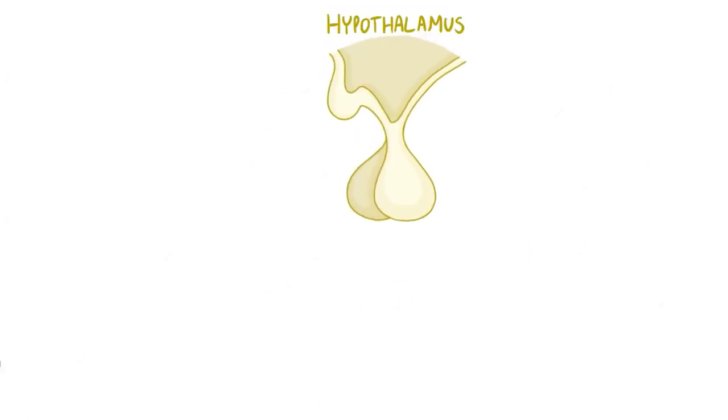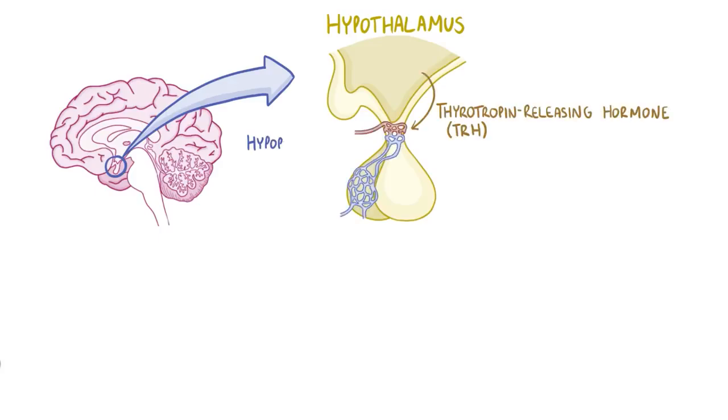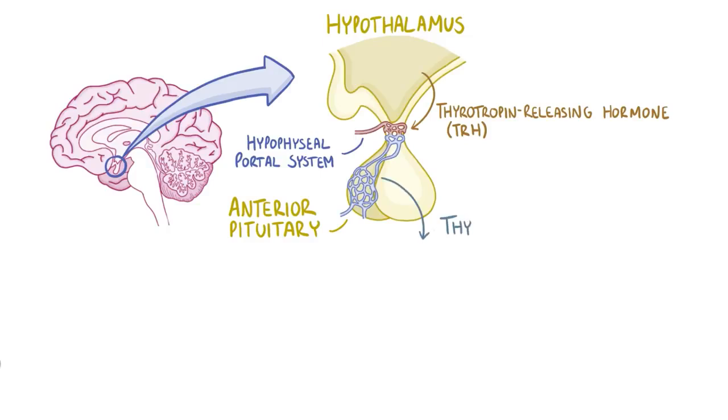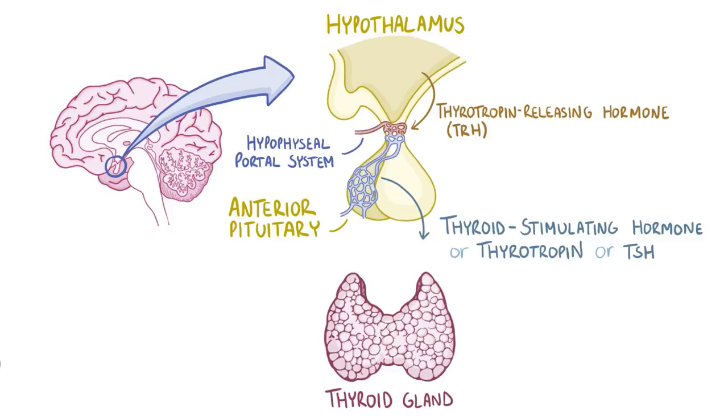Normally, the hypothalamus, which is located at the base of the brain, secretes thyrotropin-releasing hormone, or TRH, into the hypophyseal portal system, which is a network of capillaries linking the hypothalamus to the anterior pituitary. The anterior pituitary then releases a hormone of its own, called thyroid-stimulating hormone, thyrotropin, or just TSH. TSH stimulates the thyroid gland, which is a gland located in the neck that looks like two thumbs hooked together in the shape of a V.